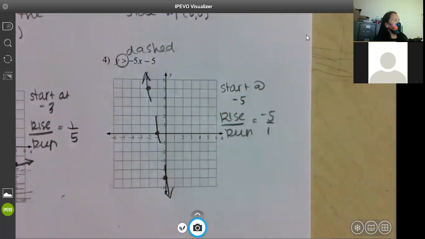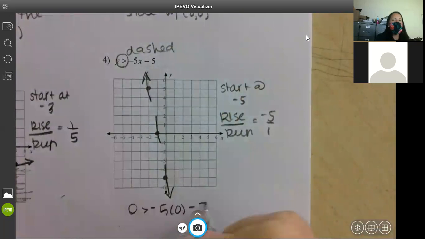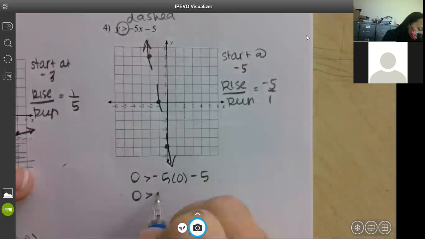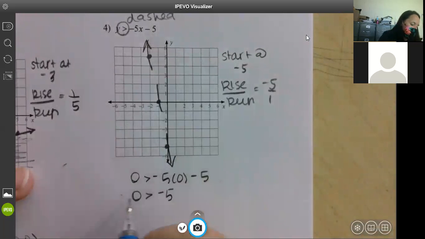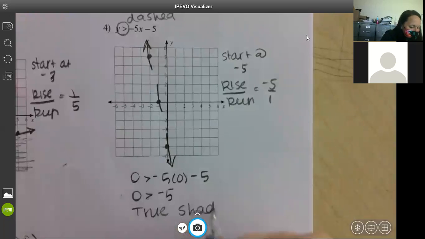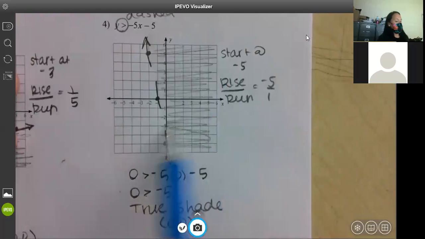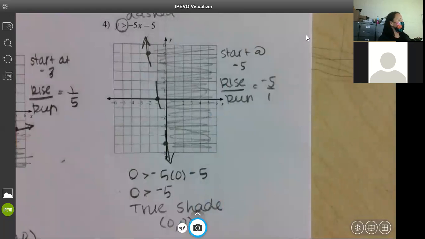Does it go through 0, 0? No, so I can use that. 0 is greater than -5 times 0 minus 5. What is -5 times 0? 0 minus 5. -5. Is 0 greater than -5? Yes. It's okay. Shade the side with 0, 0. So that's this side. That's it. 4 down, 6 to go.